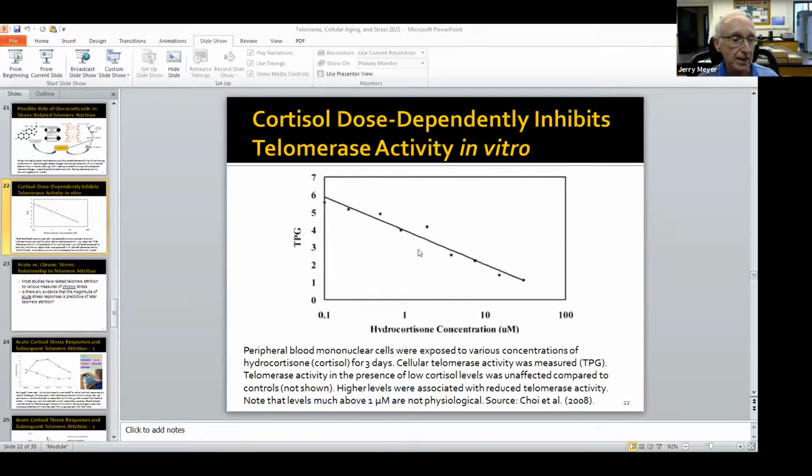So here, yes, I think we can see that within the physiological range, there is some modest reduction in telomerase activity, which would tend to perhaps enhance telomere attrition, since telomerase is counteracting that and trying to keep the telomeres longer.